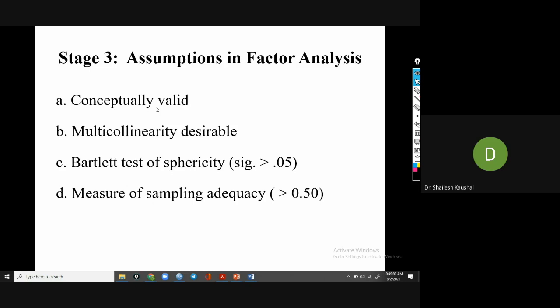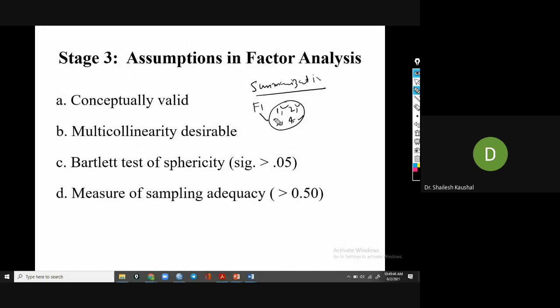The second assumption in factor analysis is multicollinearity. Multicollinearity is desirable in factor analysis. Why? Because I told you the purpose of exploratory factor analysis is summarization. Summarization means we club the same type of questions into one. This is my factor one: question number 1, 2, 3, 4. I club all the questions. So it means all the questions should be correlated to each other.